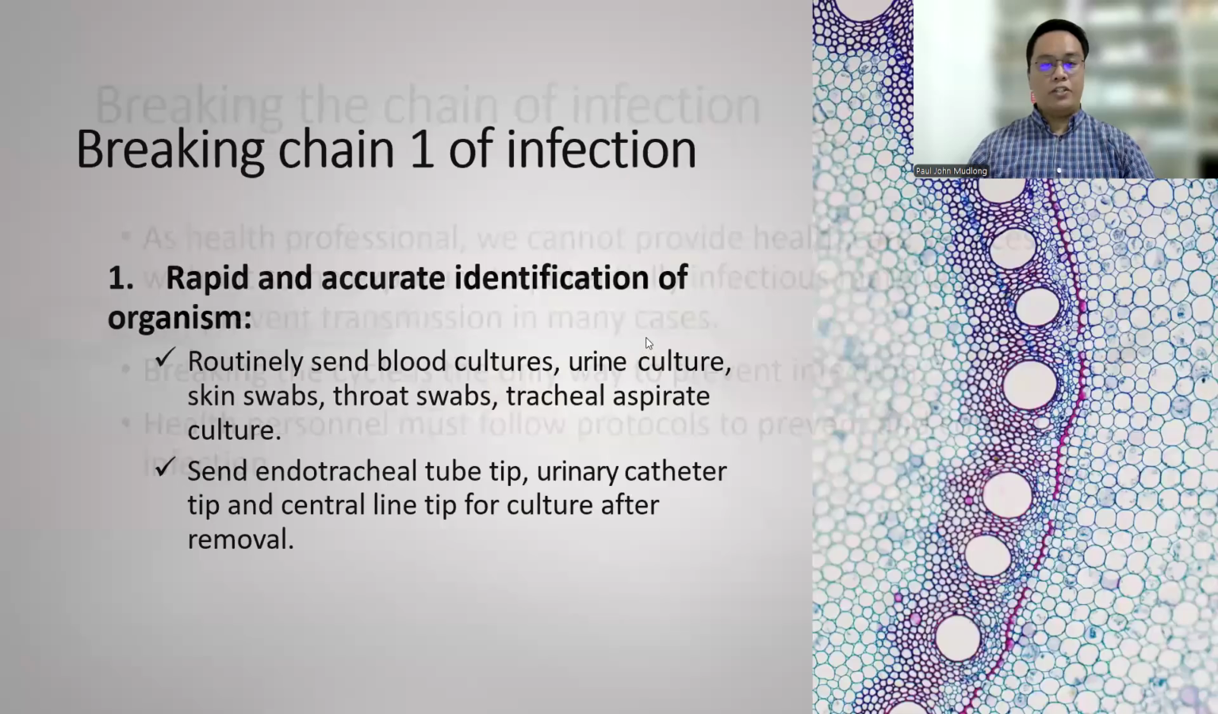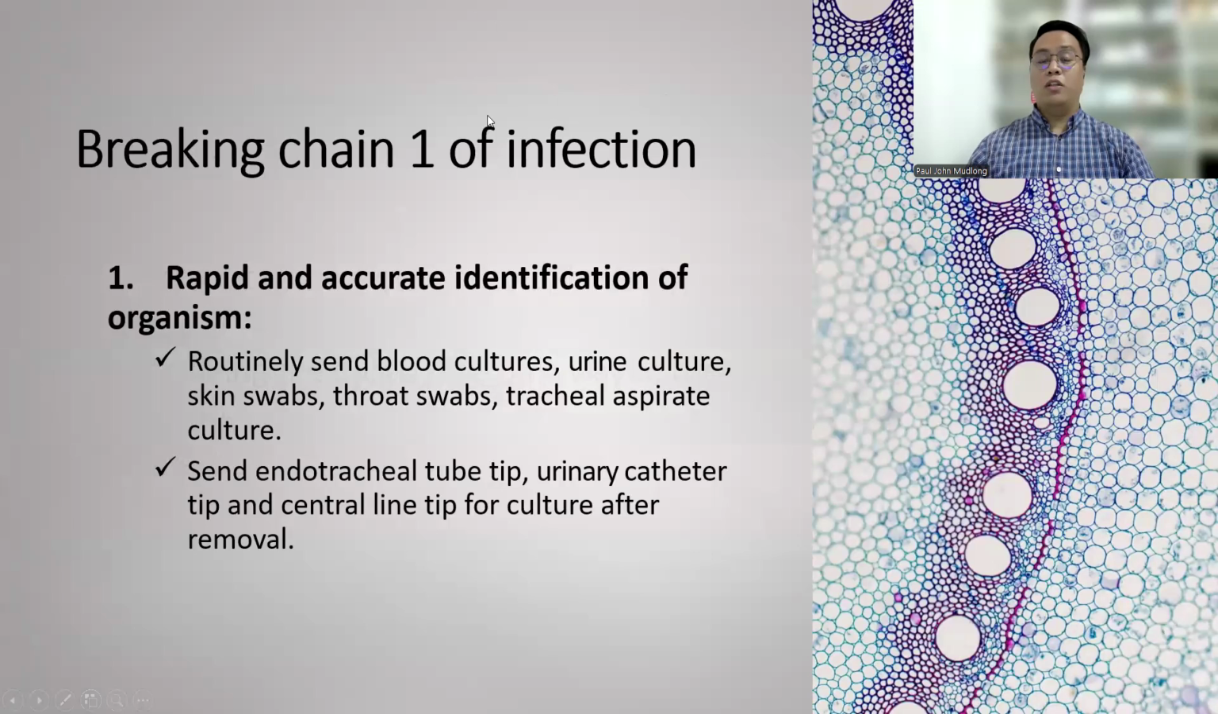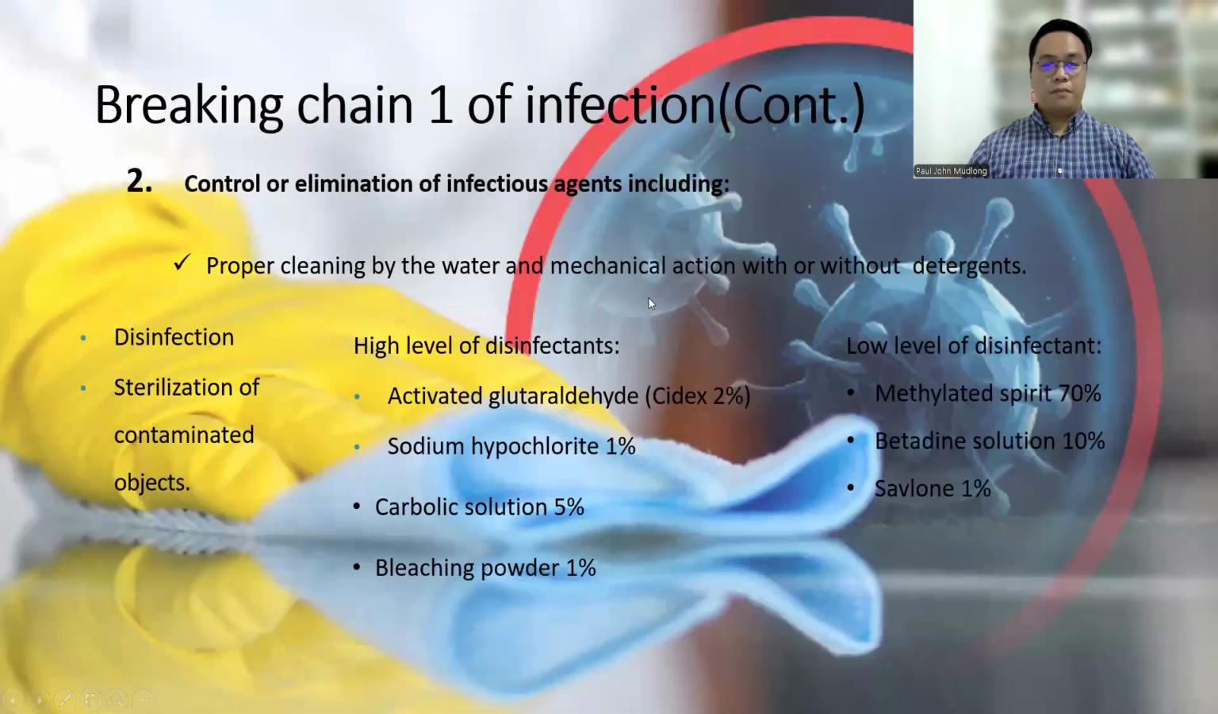Breaking chain number one of infection: rapid and accurate identification of the organism. Routinely send blood cultures, urine cultures, skin swabs, throat swabs, and fecal aspirate cultures. Send the endotracheal tube, urinary catheter kit, and central line for culture after removal. We can eliminate chain number one of infection if we do these things.